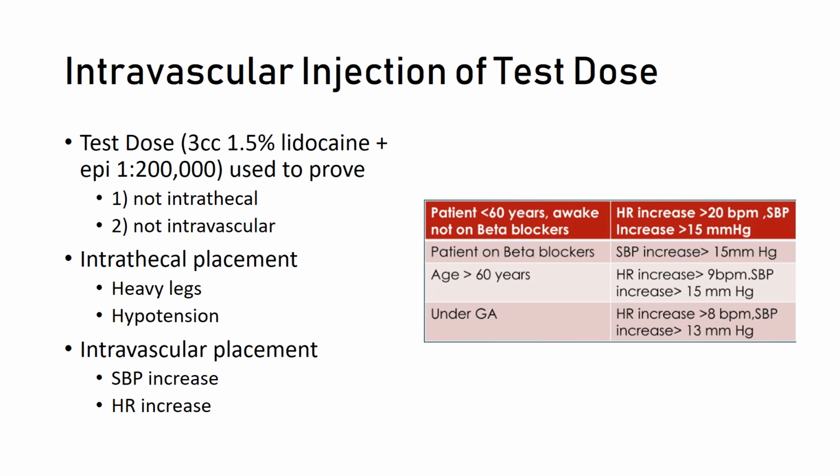So when you give this test dose, if the catheter is intrathecal, when you aspirate, you may see CSF in the catheter. When you inject the test dose, you'll get very heavy legs and hypotension almost immediately, similar to placing a spinal. And if the catheter is intravascular, you will see an increase in systolic blood pressure and an increase in heart rate. The usual values, assuming that patients aren't on beta blockers, are an increase in heart rate greater than 20 beats per minute and a systolic blood pressure increase greater than 15 millimeters of mercury within the first minute of injection.